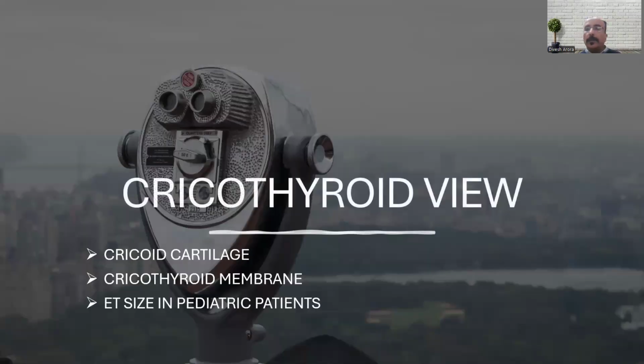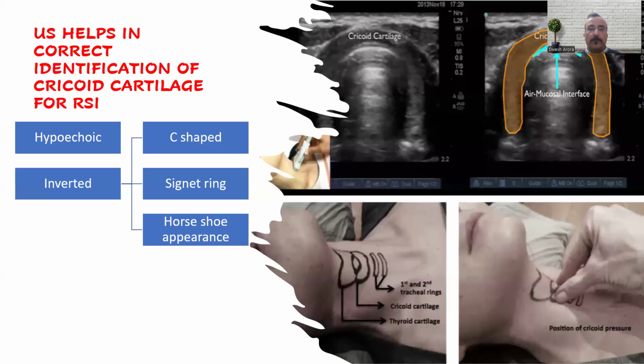Now coming on to the cricothyroid view, which is very important for an anesthetist to identify the cricoid cartilage and the cricothyroid membrane. And in pediatric patients, because it happens to be quite a narrow portion, we can estimate correctly the endotracheal tube size which the pediatric patient is going to take.